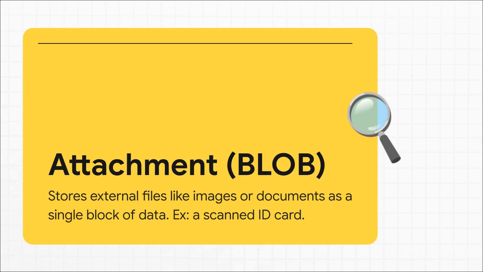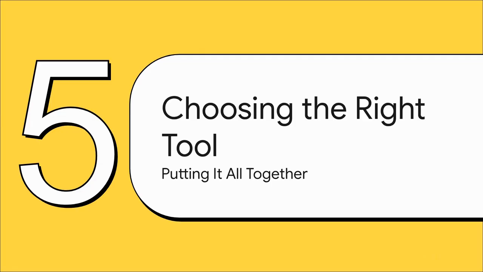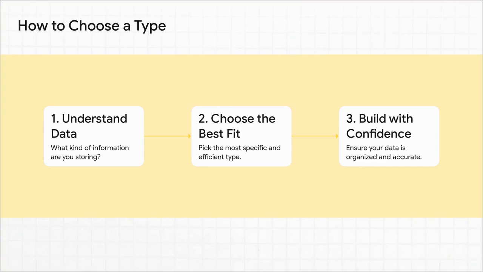Okay, so we've seen the filing cabinet and all the different folders inside. We've got text, numbers, dates, and even special files. So how do we make sure we're always picking the right tool for the job? It's actually a pretty simple three-step process.